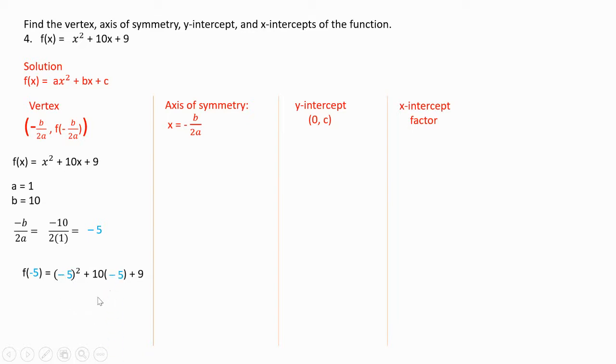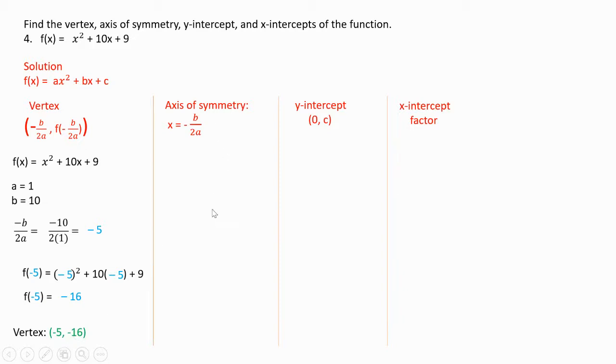And if you plug this in the calculator, guys, you're going to get -16. Why is that? Because -5 times -5 is 25. 10 times -5 will give us -50. So -50 plus 25 will give us -25. -25 plus 9 will give us -16. So this is my answer here, guys. So what's my vertex? There's my vertex.